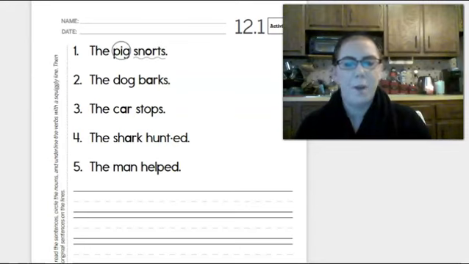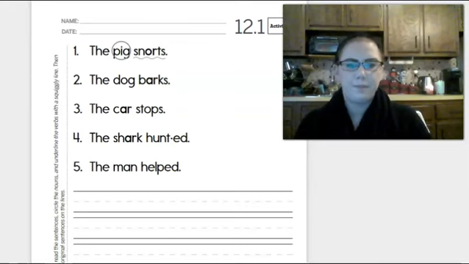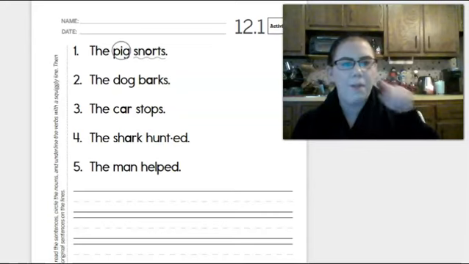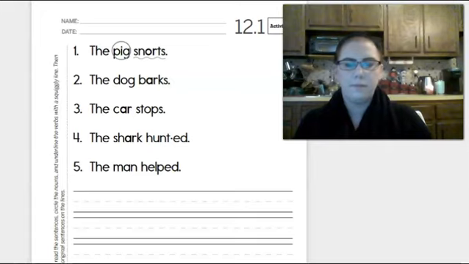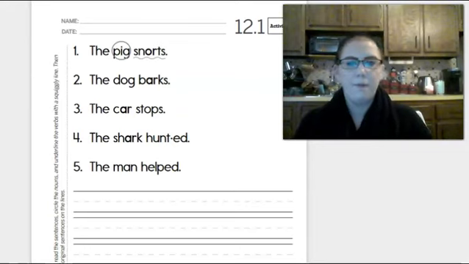We'll read these sentences together and then you'll come up with two sentences on your own. Number one, the pig snorts. And they circled pig for the noun and squiggled snorts for the verb. Number two, the dog barks. Circle the noun and put a squiggle underneath the verb. Number three, the car stops. Circle the noun and put a squiggle underneath the verb. Number four, the shark hunted. Circle the noun and put a squiggle under the verb. Number five, the man helped. Circle the noun and put a squiggle under the verb.